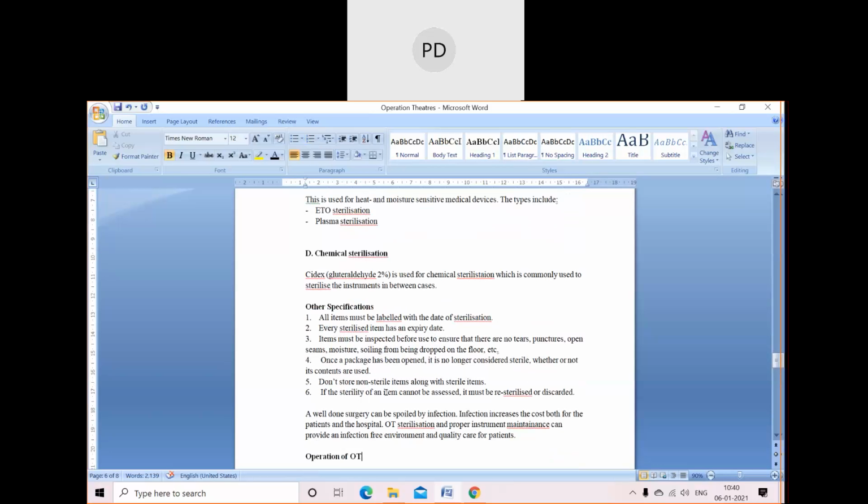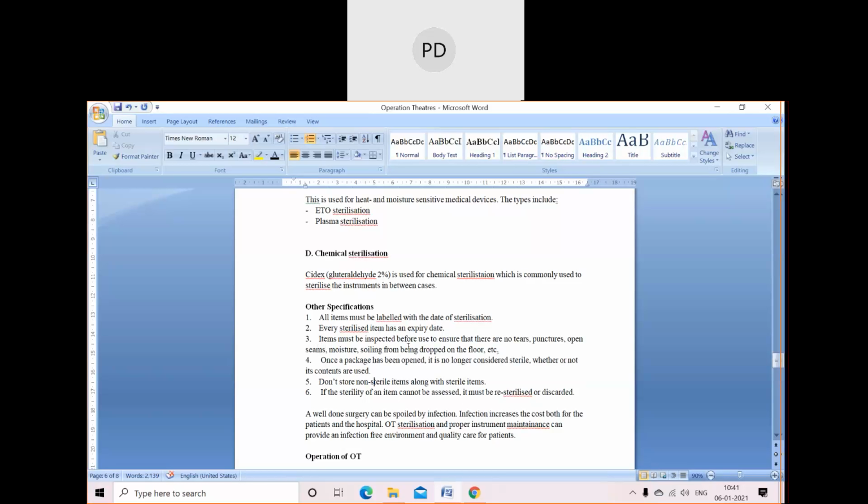And other specifications. So what are the other specifications? Once the instruments are autoclaved, all the items have to be labeled. Once the sterilization is done, we have to write the date on which the sterilization happened, right? Because if we don't know the date of sterilization, how would we know the expiry of that particular instrument? We can only use it for 48 hours, isn't it? So every sterilized item has an expiry date, that is 48 hours.